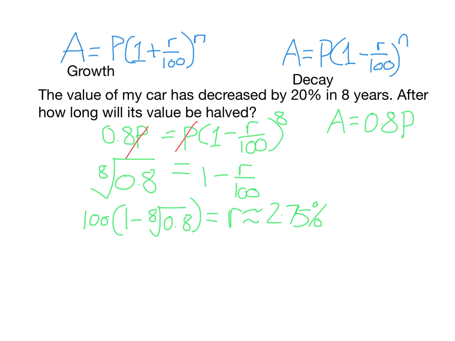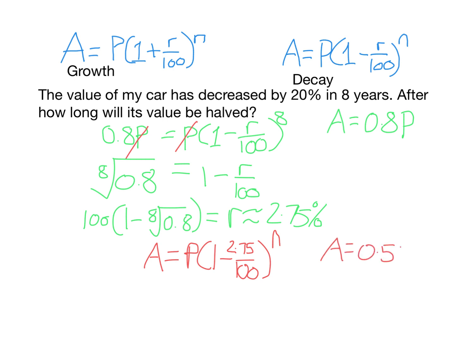So now I'm going to use my formula again, A equals P times 1 minus R over 100 to the power of n. Now I'm going to solve for n. I want to find n, the number of decreases, how many years until the value's halved. So I can replace R here with my value I just calculated, 2.75. Now, if I want the value to be halved, in this case, the amount I end up with is going to be half of the original. So in mathematical terms, I have A equals 0.5P.